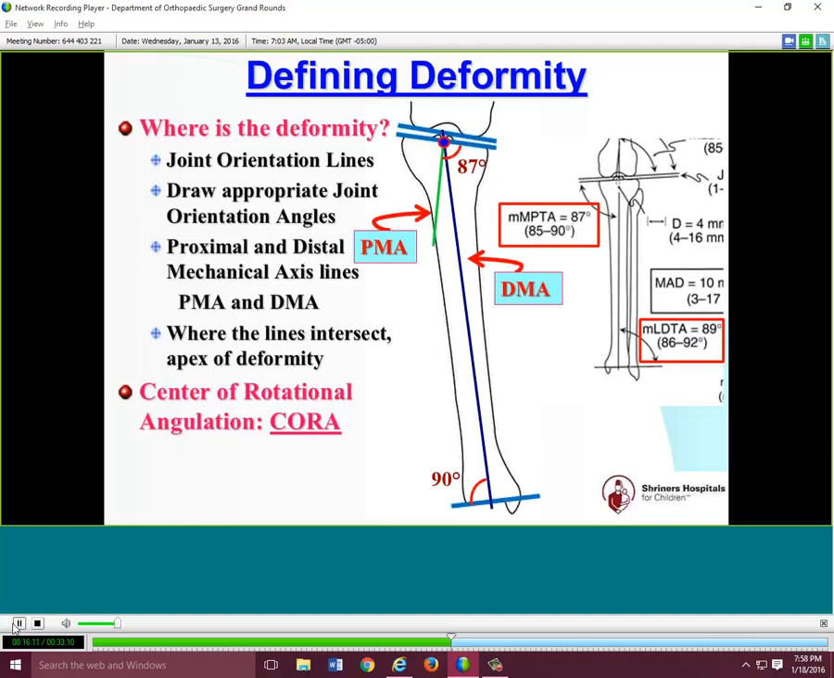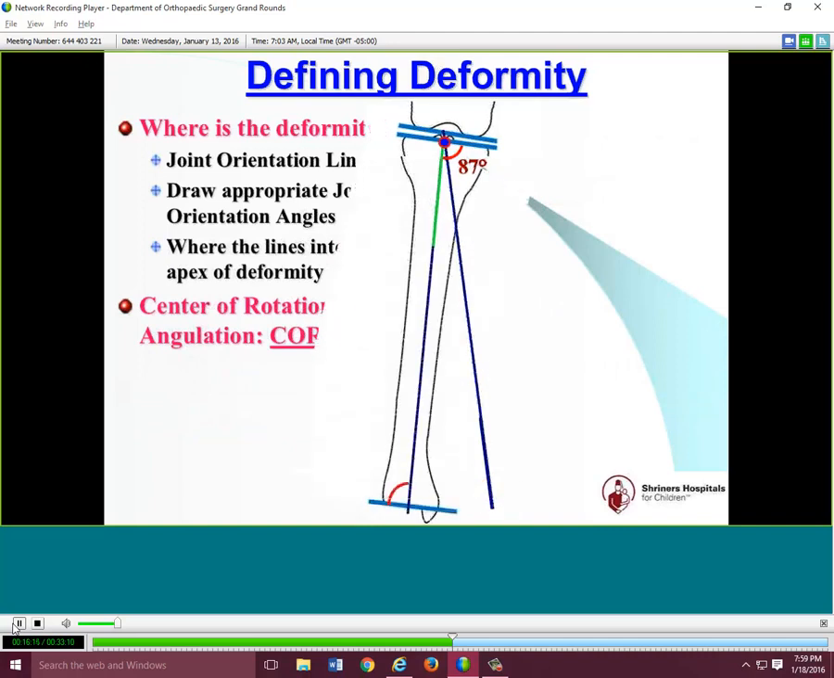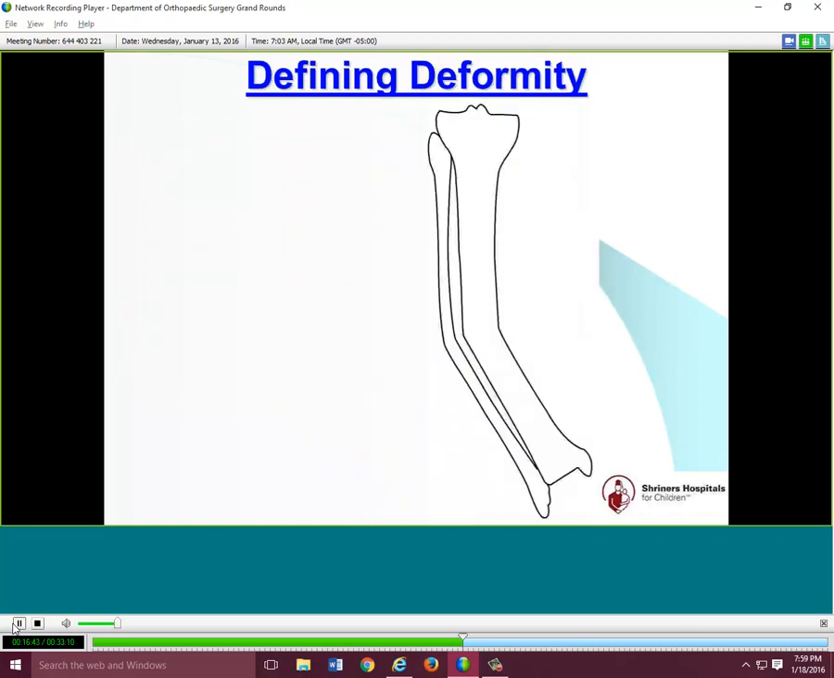And the CORA is a very important point. It helps us correct things. So in this case, if we make a very proximal tibial osteotomy, and we swing the distal limb around so that we make those two lines collinear, we've now corrected our deformity, and we have a straight limb. And this kind of keys into what Dustin's going to be talking about when he talks about Blount's disease. So essentially, again, lining up the proximal and the distal mechanical axis lines is what gets you a straight bone.